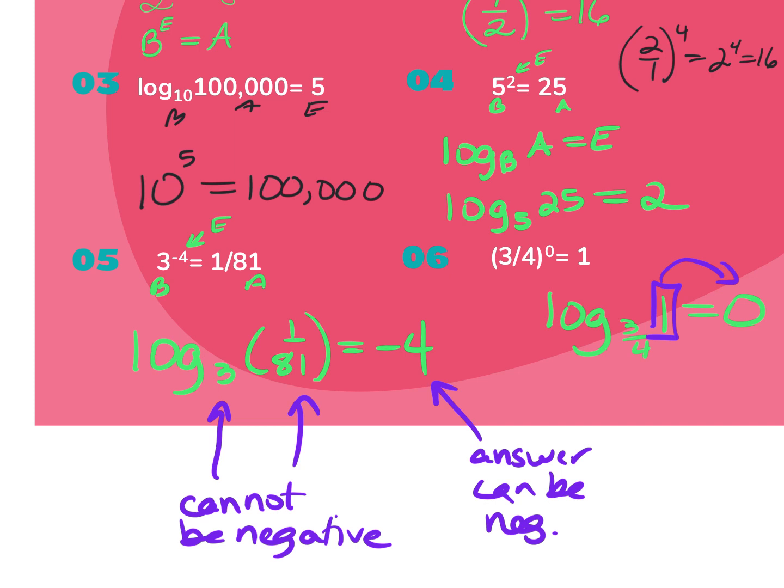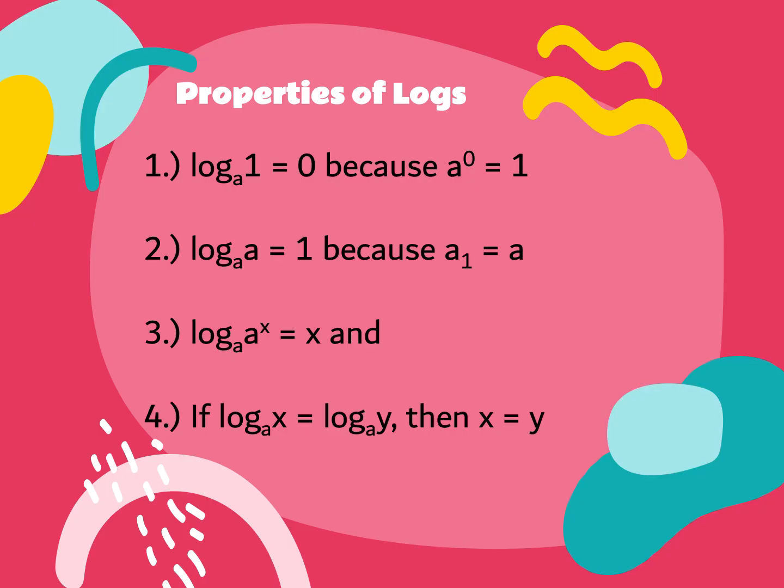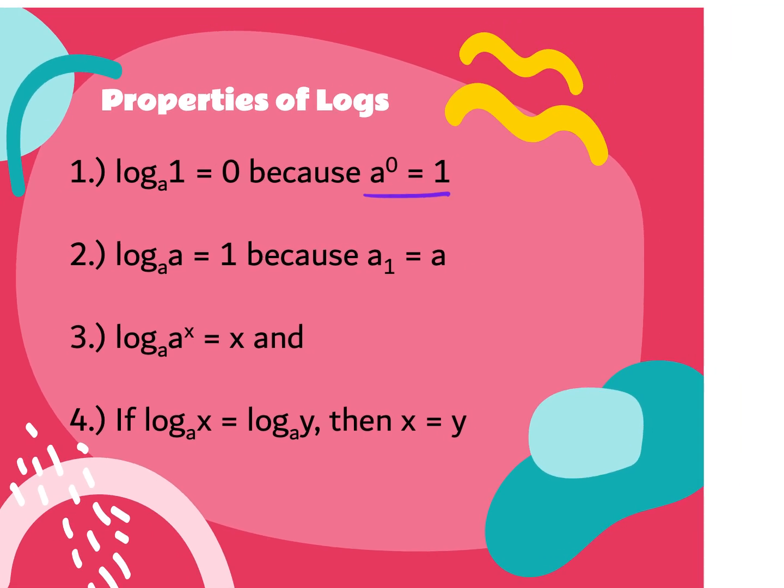Now let's look at some properties on the next slide. The next slide has some properties of logs. So the first one, again, is the log form. So log base a of 1 is equal to 0, because you know that anything to the 0 power equals 1. So for example, let's say we had a problem like this.